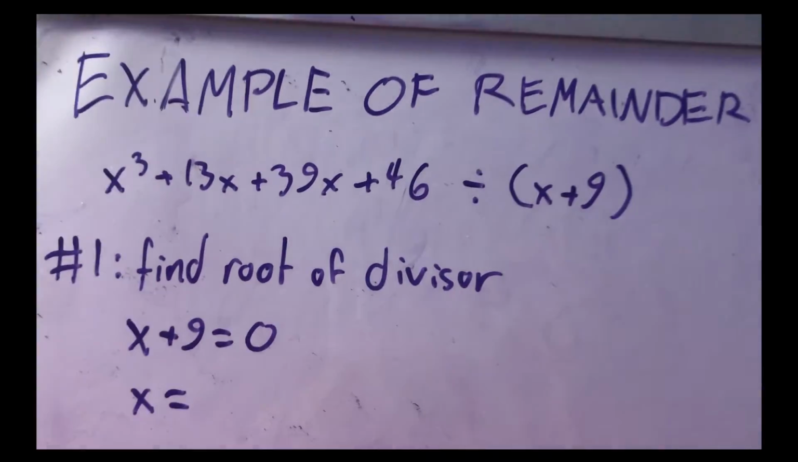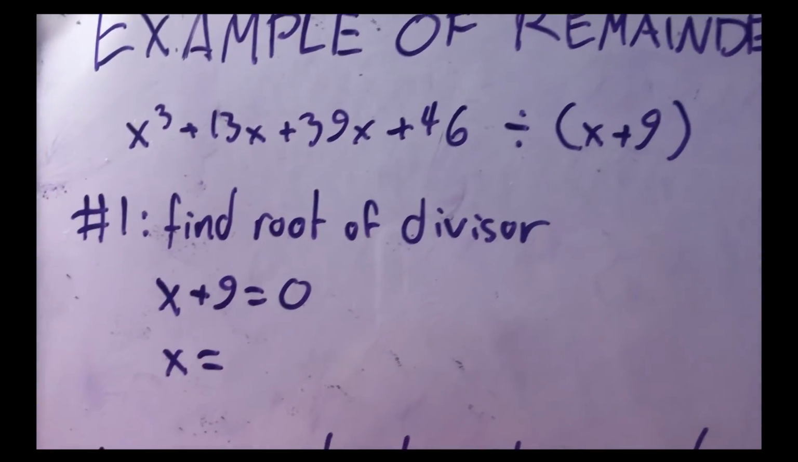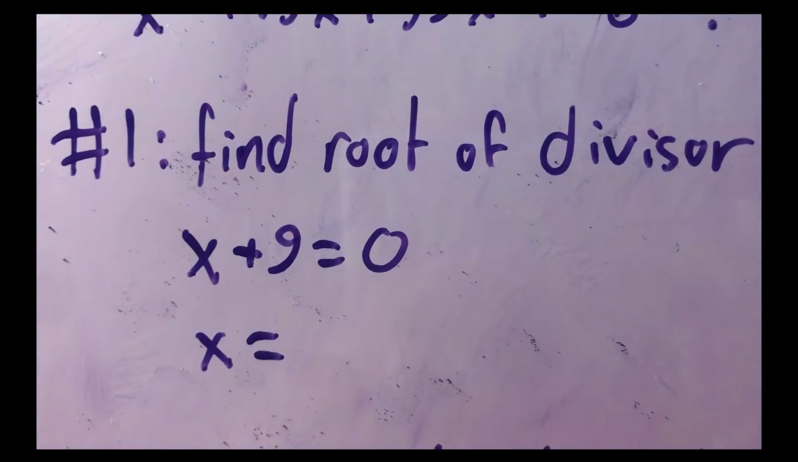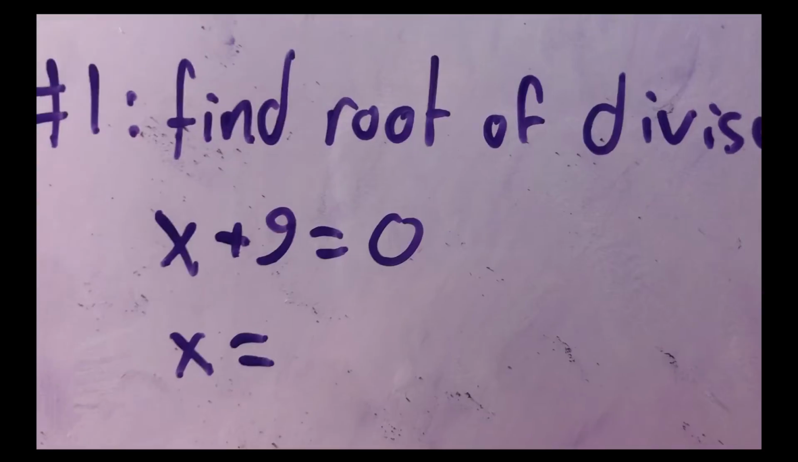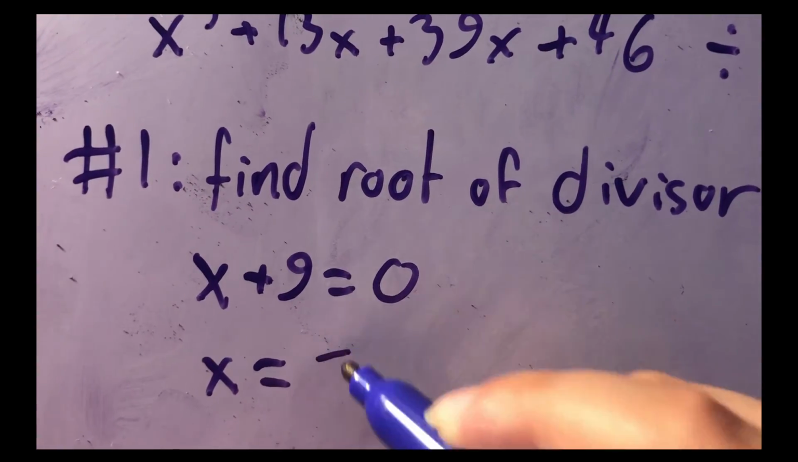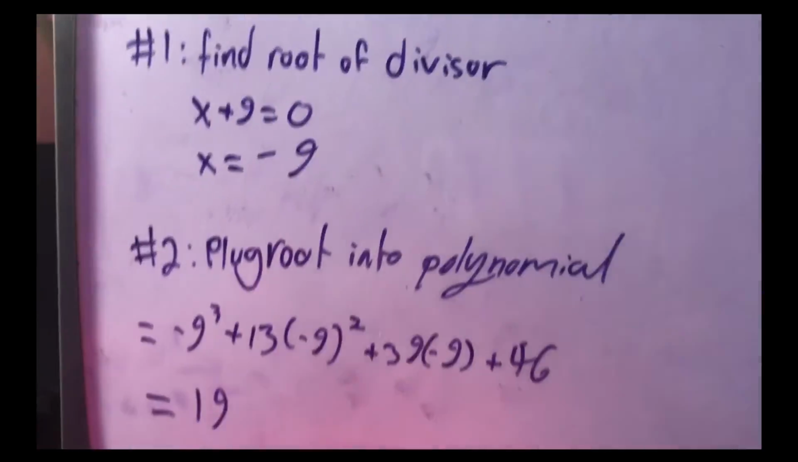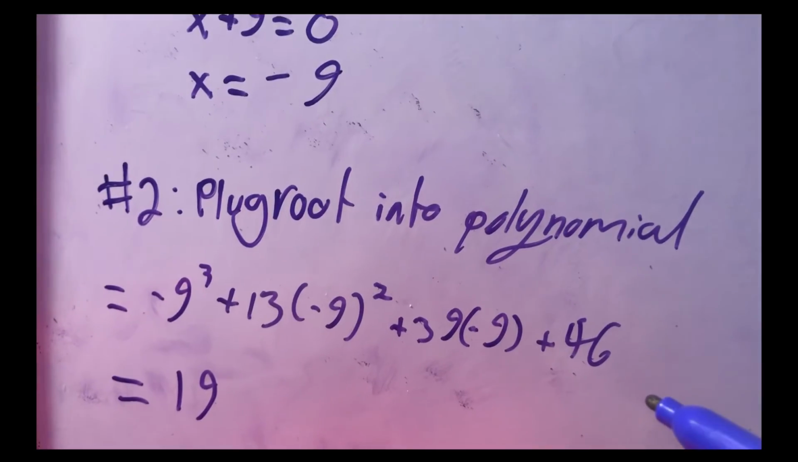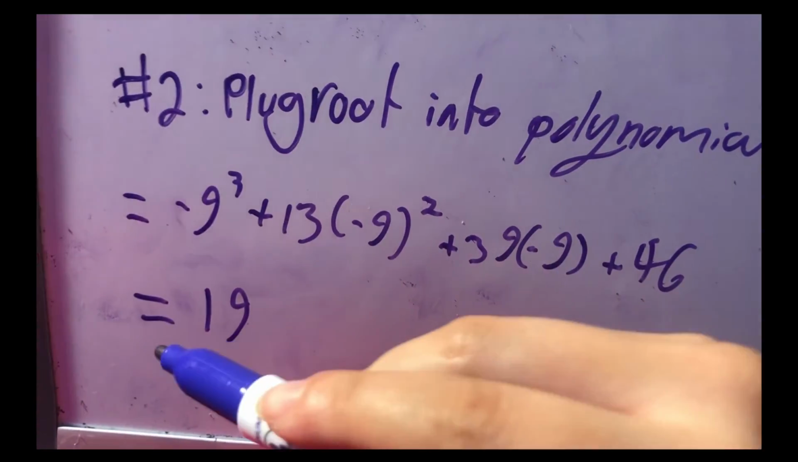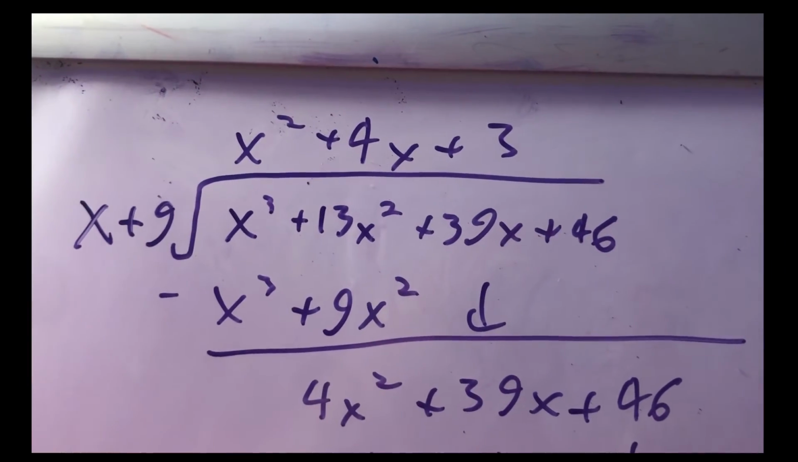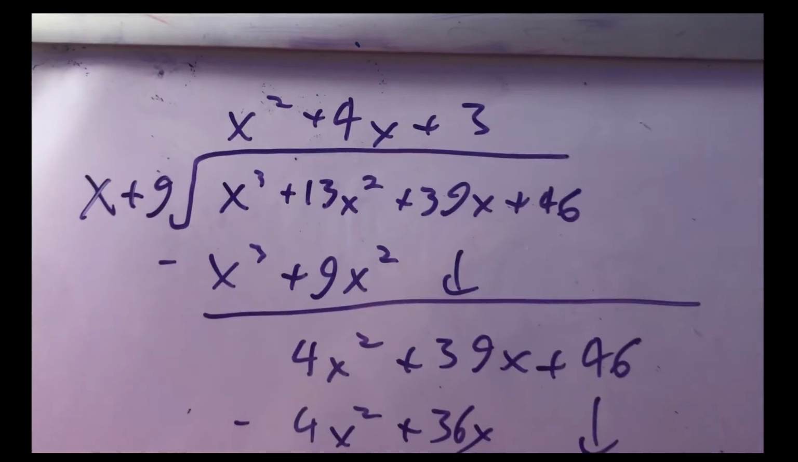We start with this polynomial and divide it by x plus 9. Our first step is to find the root of the divisor. So in the format x minus b, x plus 9 is equal to 0. So when we isolate, we know that x is equal to negative 9. We substitute negative 9 into the polynomial, and once we find the product and the sum, we know that the remainder is going to be equal to 19. If we were to do long division on this polynomial, the remainder would also give us a value of 19.